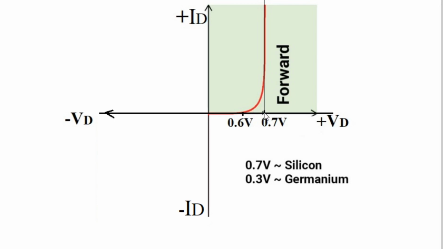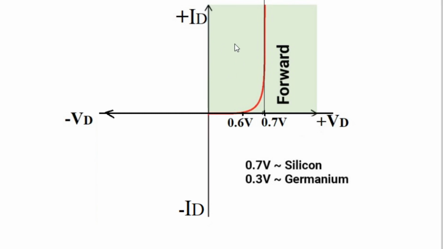greater than 0.7 volt, the current will go on increasing. See here, the current goes on increasing, but the voltage across the diode remains 0.7 volt only. Here on the y-axis is the current, so you can see the current goes on increasing.